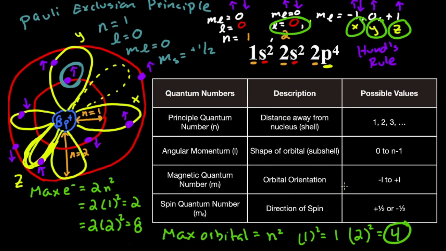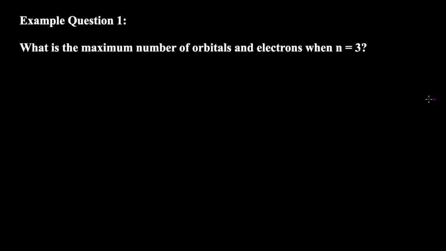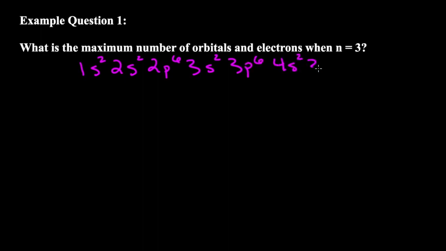So now let's try to do example question 1 using some of this information. In example question 1, it says, what is the maximum number of orbitals and electrons when n equals 3? One way that you can think about doing these types of questions is to write out the electron configuration. So I'll write out an electron configuration starting with 1s2, and then we have 2s2, 2p6, 3s2, 3p6, 4s2, and then 3d10. And I'm going to stop right here because I reached the maximum number of 3's in here, where the n value is going to be a 3.